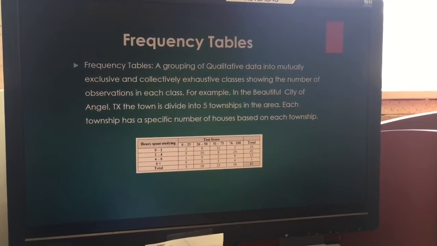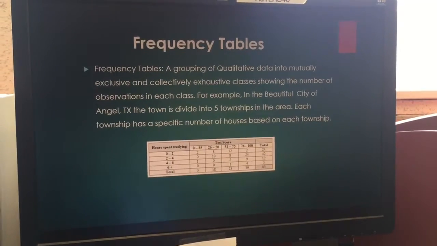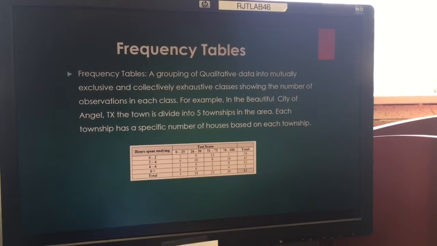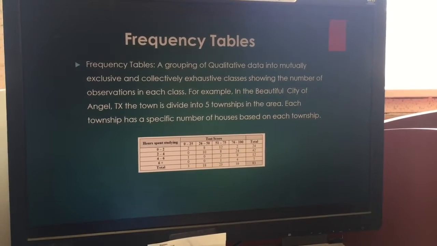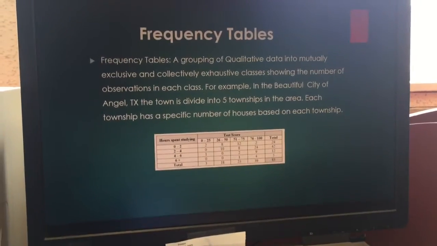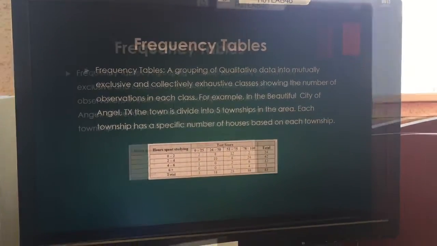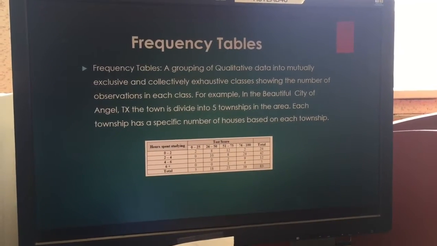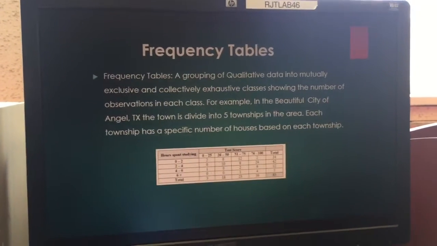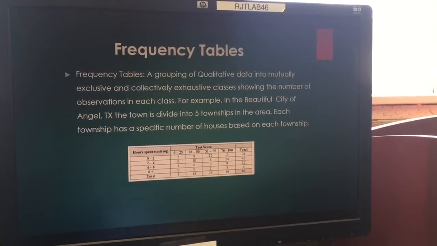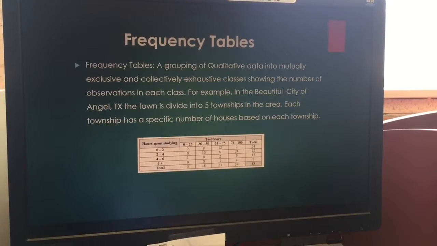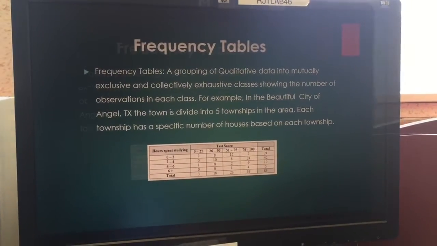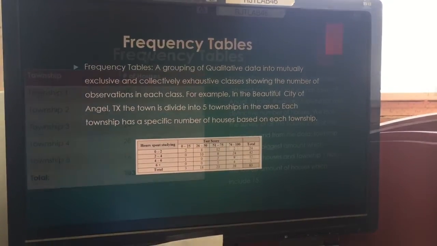So the last thing we're going to be focusing on are the frequency tables. These are a grouping of qualitative data into mutually exhaustive and collectively exhaustive classes showing the number of observations in each class. So for the real estate data that we were presented by my statistics teacher, we're going to take all the data that we surveyed from all those houses, and we're going to implement them into the different townships that they have. For example, there are 5 townships in which we surveyed all these houses, and we're going to implement them into the specific township that they're in, whether they have 20 houses or 15 houses, and we're going to see how many houses are in each of their townships.